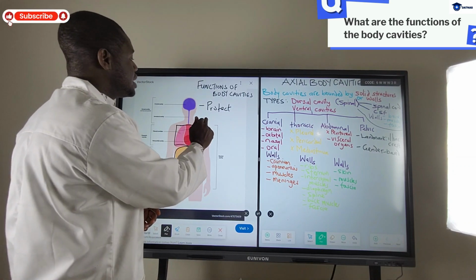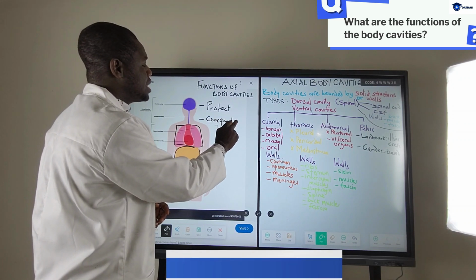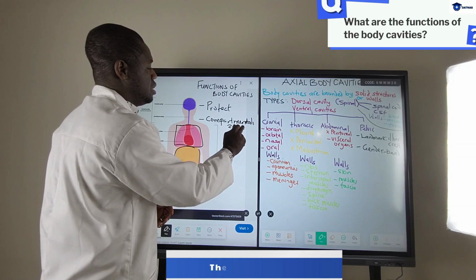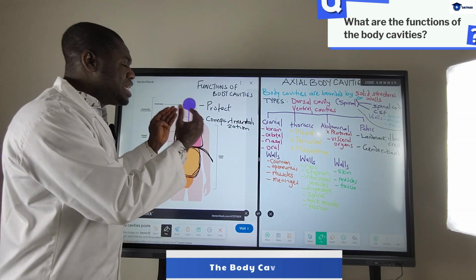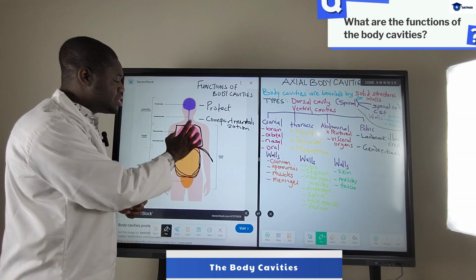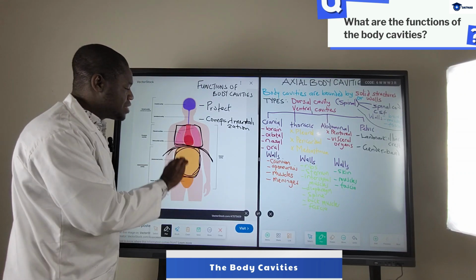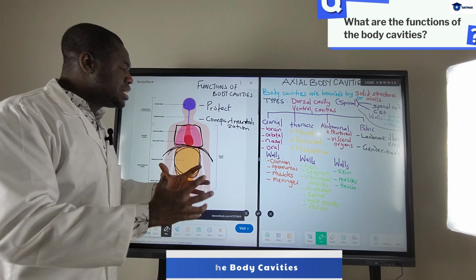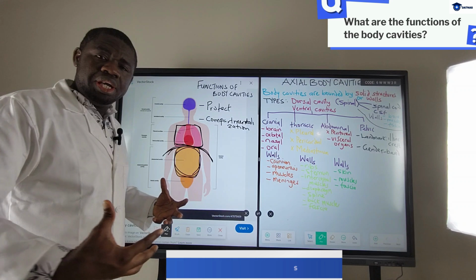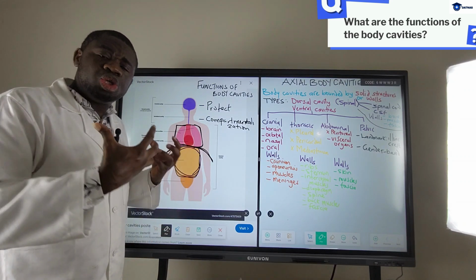Another function is that it allows compartmentalization. Body cavities allow the organs to be compartmentalized, to be separated into compartments, so that the organs within each compartment can have more room to grow, to develop, and to function maximally.